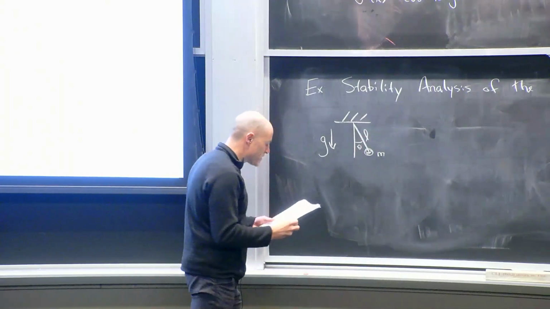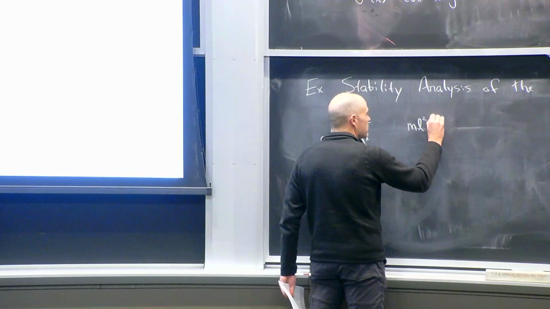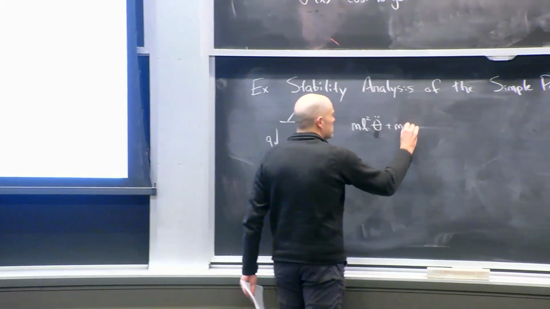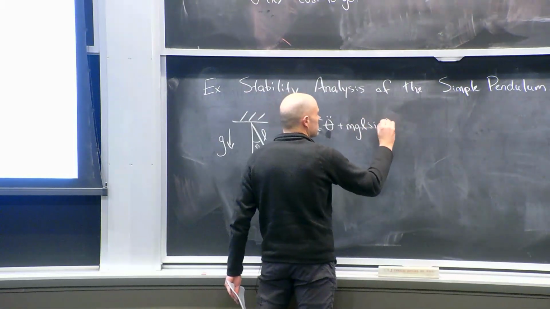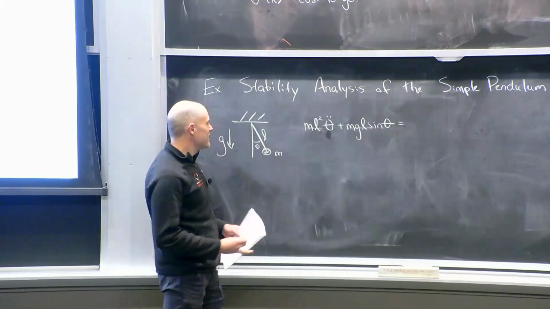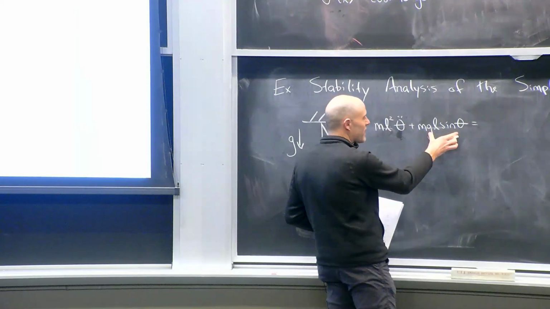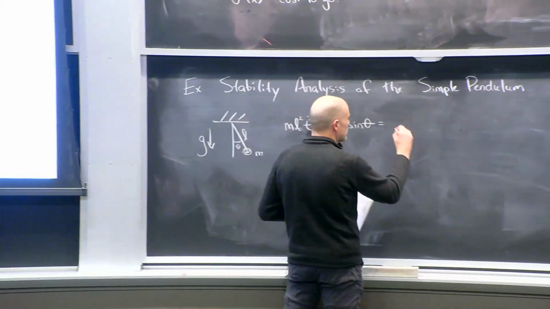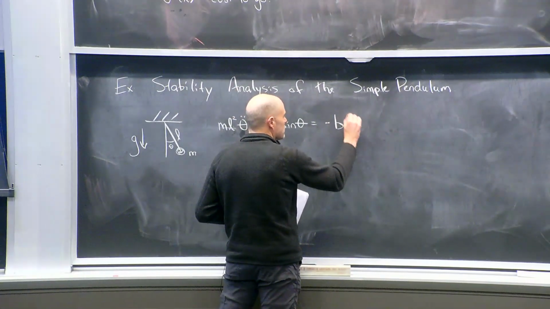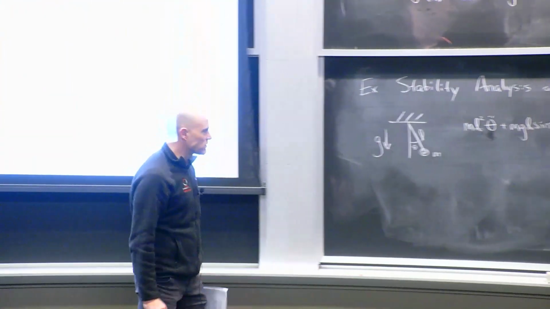Okay, got my simple pendulum. The equations, if you remember, are pretty simple. I'm going to write them in this form here. So this is my mass times acceleration. This is my gravity term. And I'm going to separate out the applied forces, or the additional generalized forces, onto the right-hand side, because that'll make things a little cleaner.